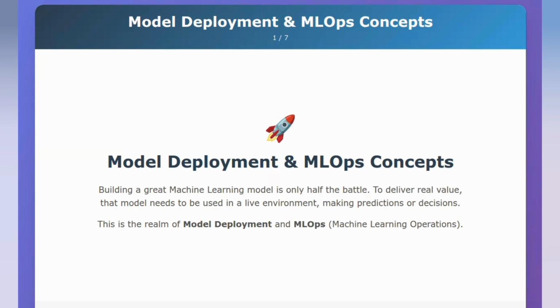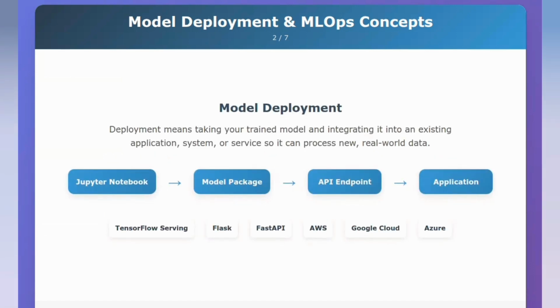Building a great machine learning model is only half the battle. To deliver real value, that model needs to be used in a live environment, making predictions or decisions. This is the realm of model deployment and MLOps, machine learning operations. Deployment means taking your trained model and integrating it into an existing application, system, or service so it can process new, real-world data. This could be a web application, a mobile app, a backend API, or an embedded device.